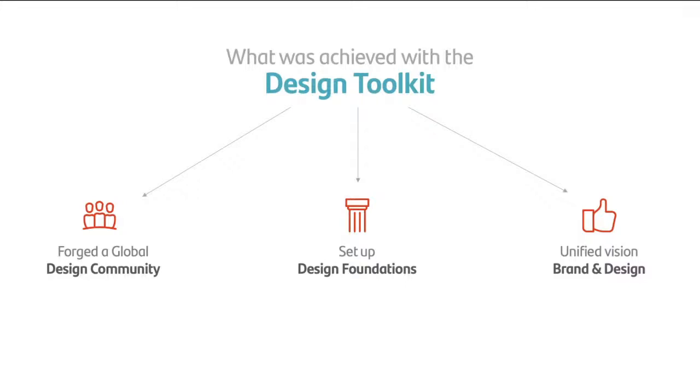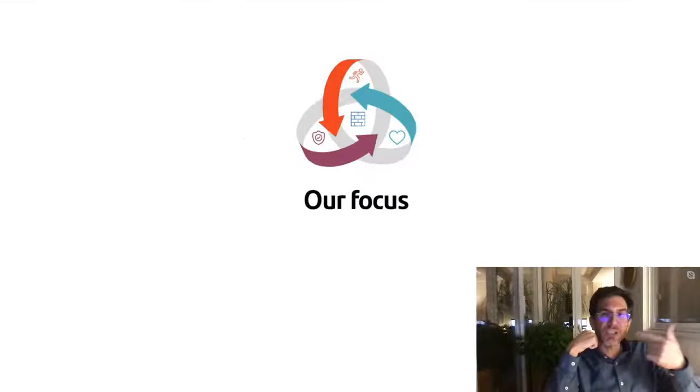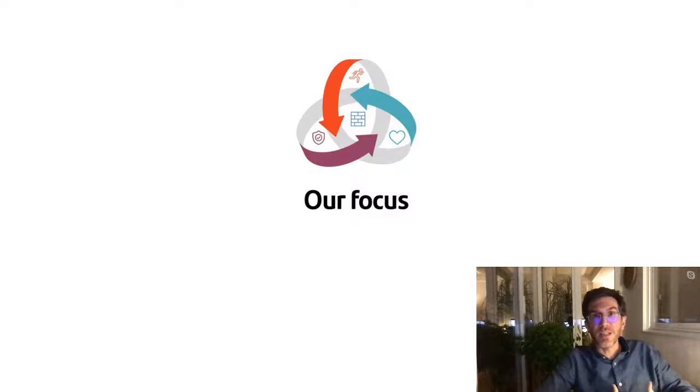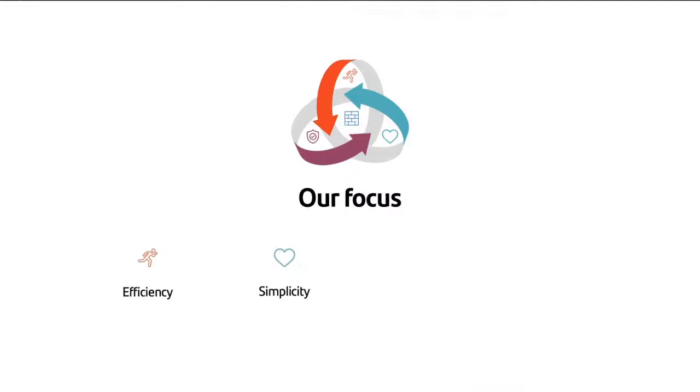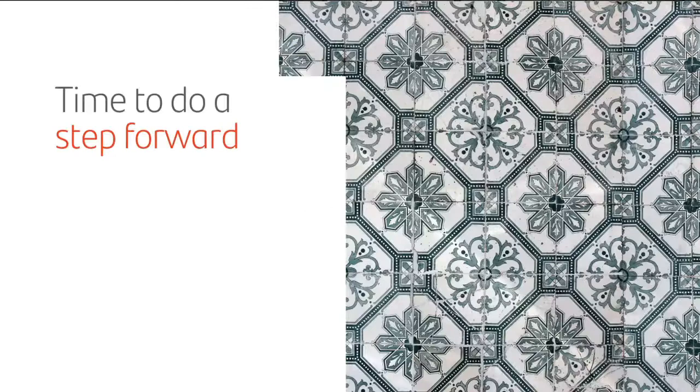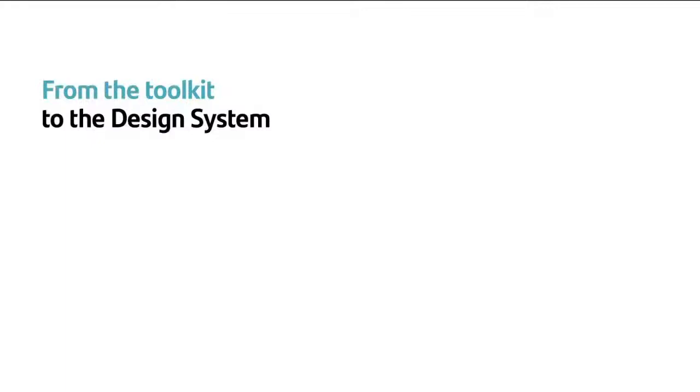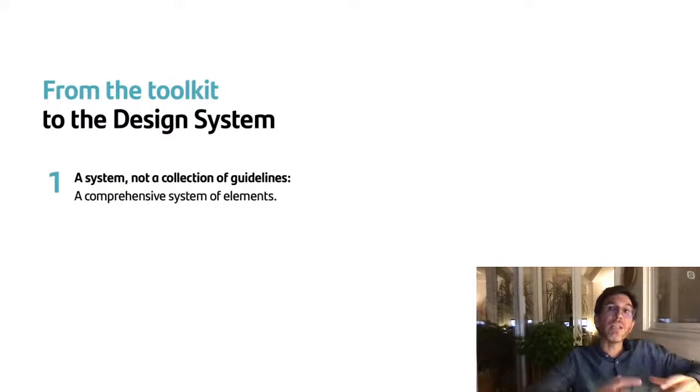So during several months, we've been iterating this design system through that design community that we have forged. We iterate this design toolkit according to four main issues. First, it was how to make this design toolkit more efficient, more simple, with more quality and more consistent. After those months, we considered that it was time to do a step forward. It was time to move from the design toolkit to the design system. And so, in order to have a really powerful and really useful design system for the entire Santander design community, we have to have a system, not just a collection of guidelines. We have to be sophisticated, but easy to use.